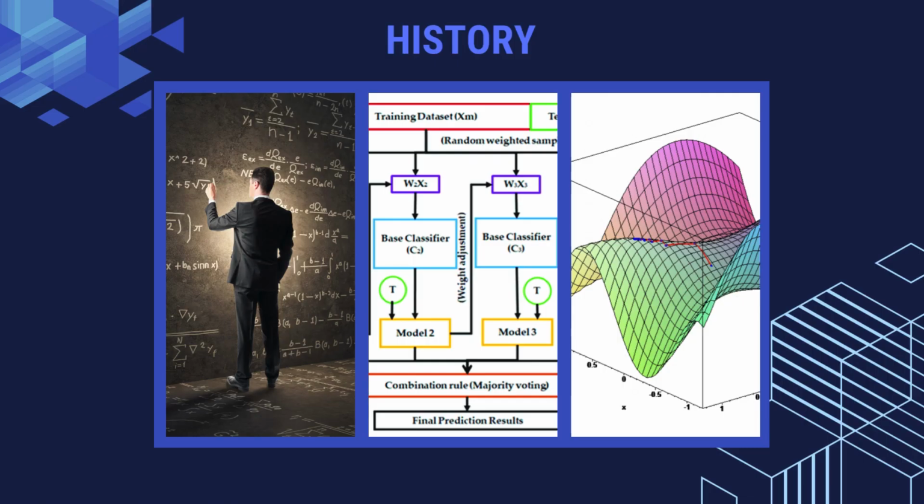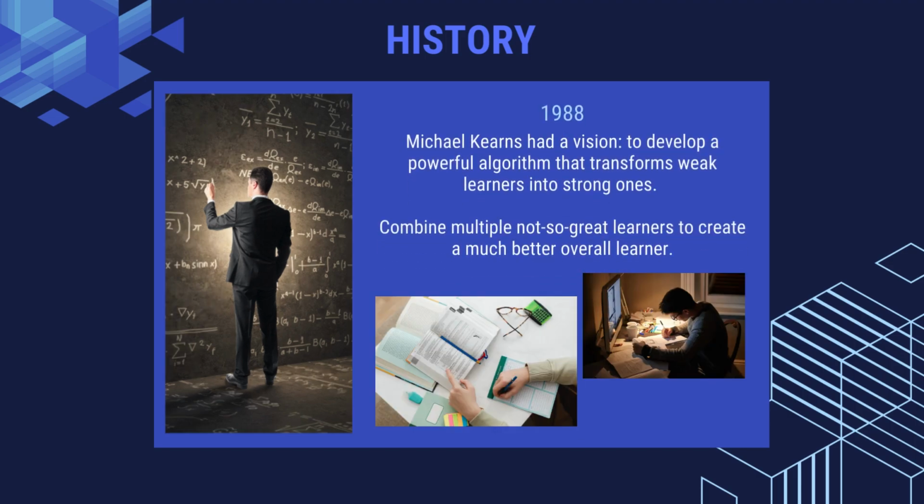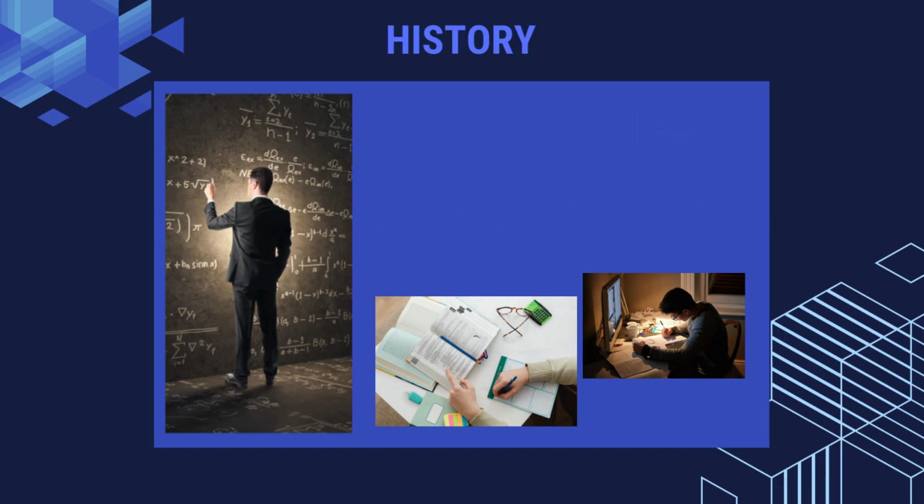Now let's delve into the roots of how the gradient boosting method came to be. In 1988, Michael Kearns had a vision to develop a powerful algorithm that transforms weak learners into strong ones. With this, the concept of boosting emerges. The idea is to combine multiple not-so-great learners to create a much better overall learner. Think of it like a group study session where everyone benefits from sharing knowledge.